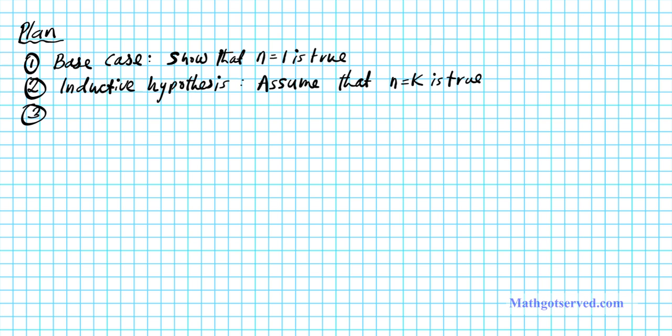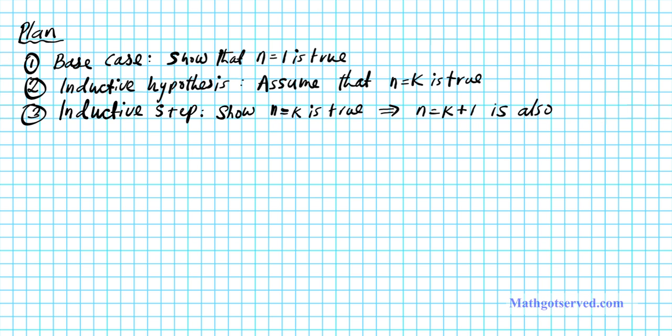And then the third part, the longest and sometimes most complicated part of the proof, is the inductive step. For the inductive step, we have to show that n equals k is true implies that n equals the next step, k plus 1, is also true. If we can accomplish all of this, then we'll be done with our proof. Let's go ahead and take a look at the proof.